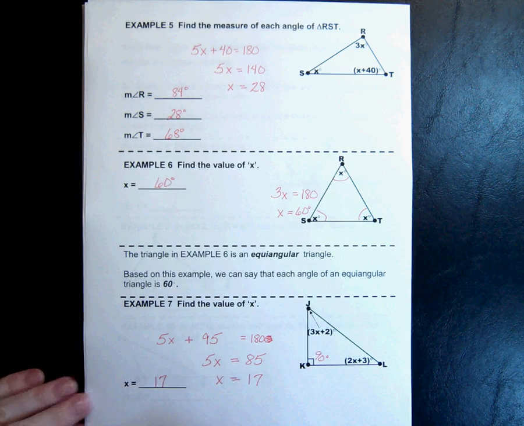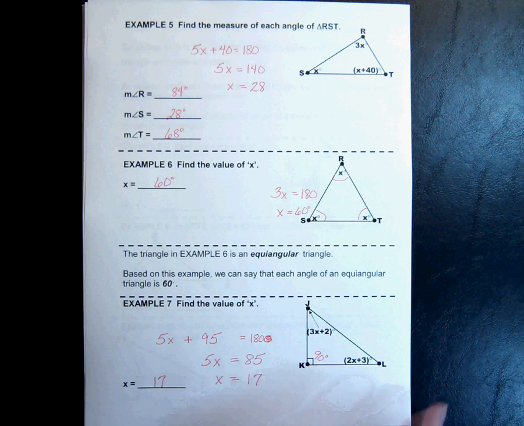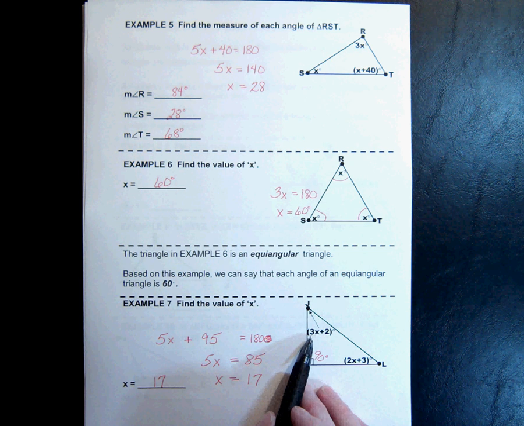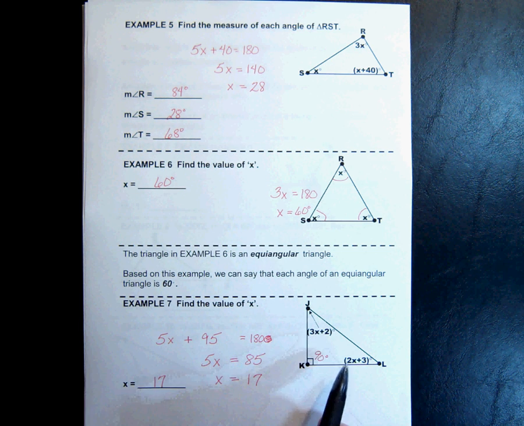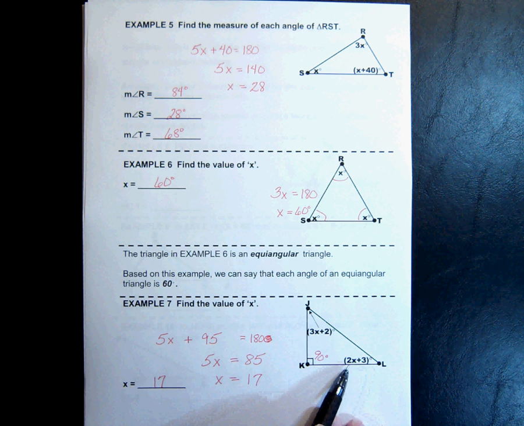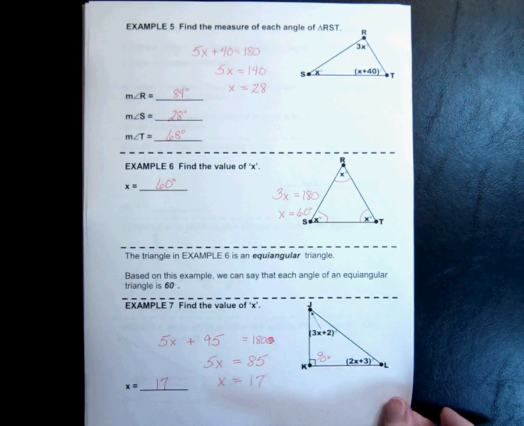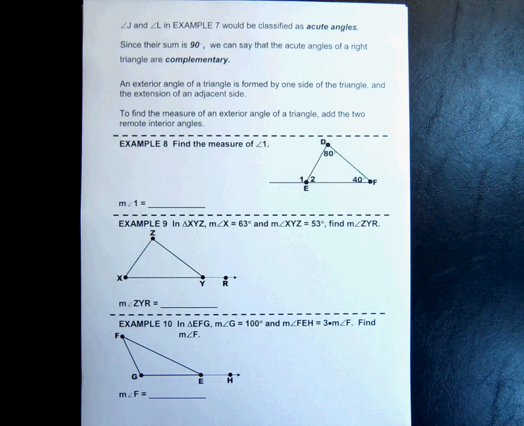So you still are going to do this to find out what each one of them are. If you needed the measure of angle J, you would just plug in 17, multiply by 3, and add 2. If you needed to know angle L, you would plug in 17 times 2 and add 3. Alright, last examples and a few more notes. J and L in example 7 would be classified as acute angles.